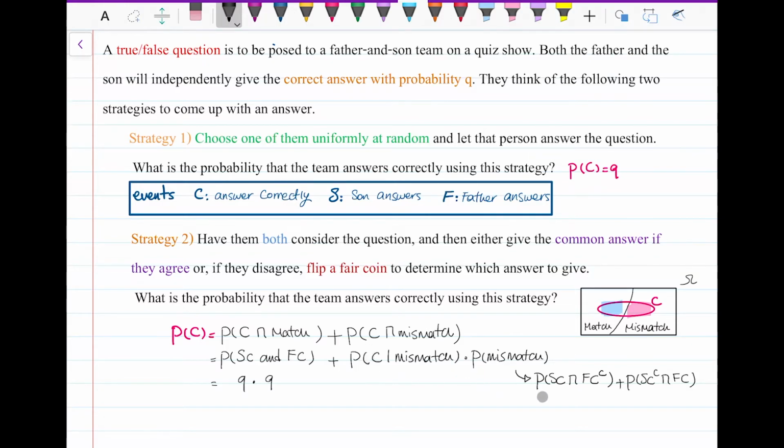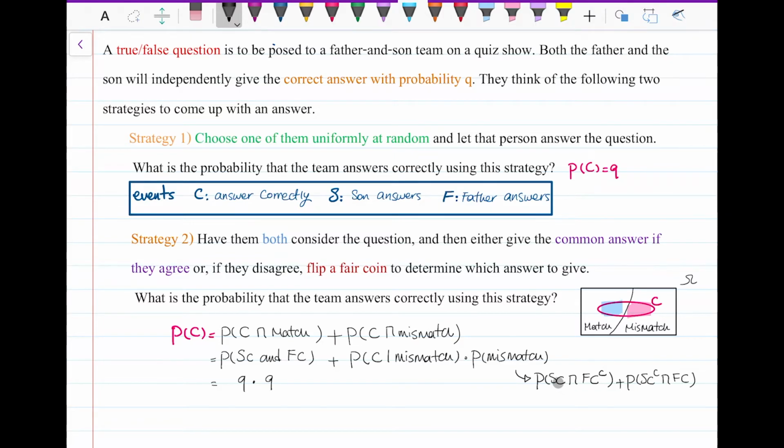You see, this is the only case, because the other cases would be the son and father both give the correct answer, which would be in the match part, or both of them give the incorrect answer, which again would be in the match part. So when they mismatch, I have just these cases. Now let's write the probability for each one.